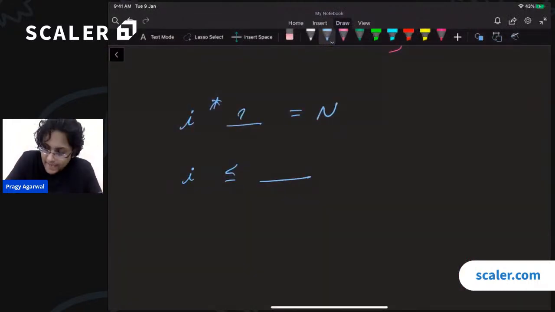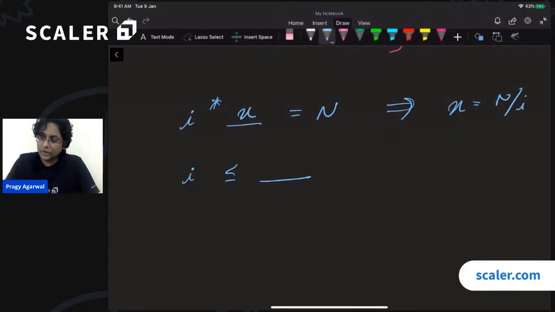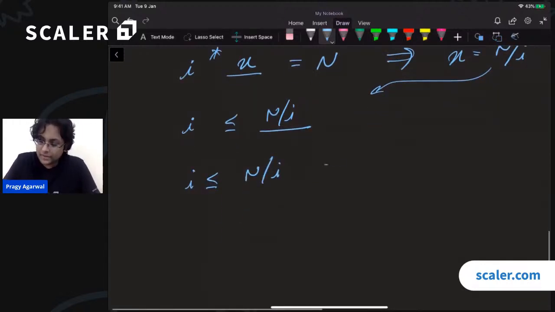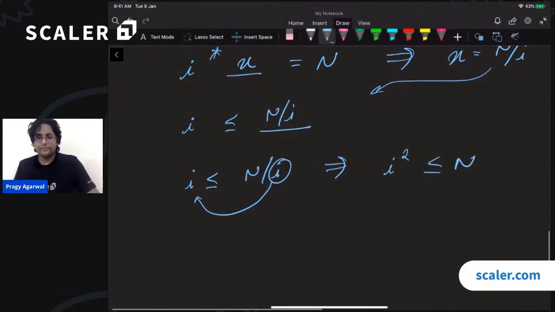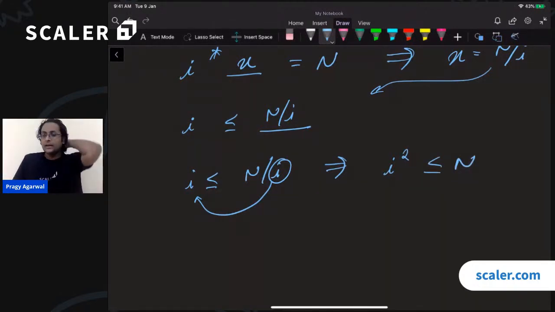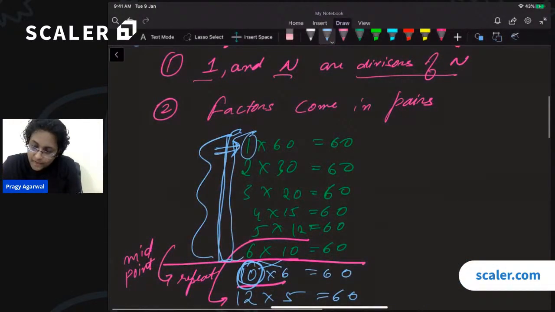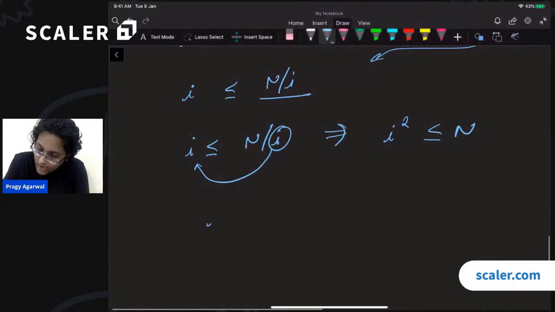Okay, so if this is x, then what can I say from here? I can say that x equals n divided by I, right? So I can put the value of x over here. I will get I is less than or equal to n divided by I. What can I get from this? I can move this I to the left hand side, so I will get I squared is less than or equal to n. And what does this tell me? This tells me that I must be less than or equal to the square root of n.